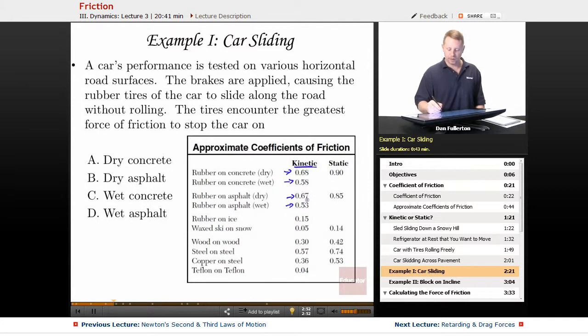So I'm going to look for the largest coefficient of friction. That would be right here on dry concrete. That must be our answer. Largest coefficient of friction, largest amount of frictional force.